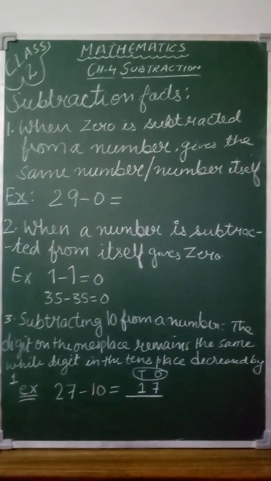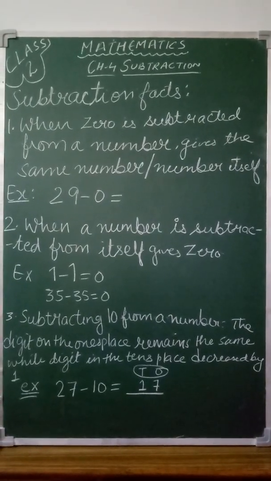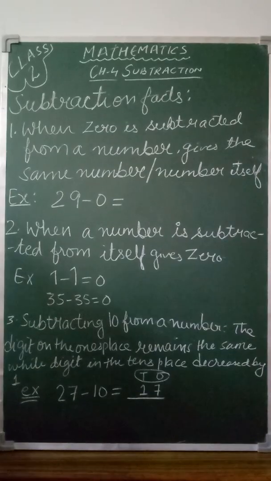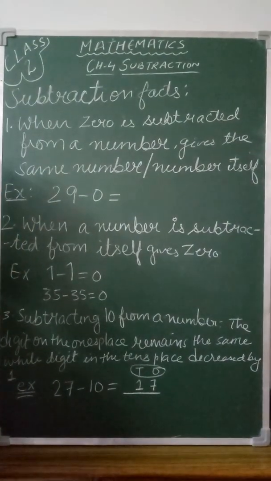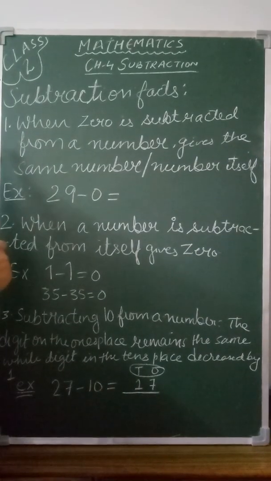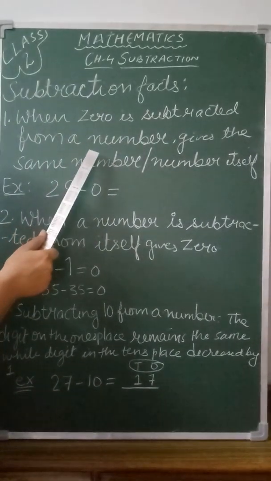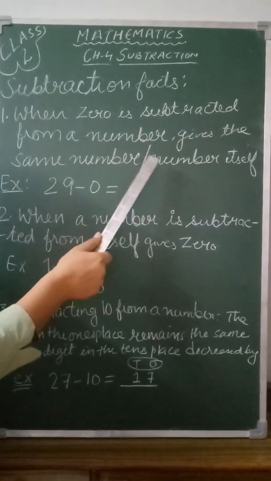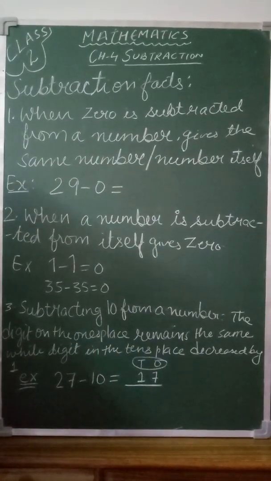In previous video students I have explained how to do the subtraction with three different methods, and today I am going to explain the subtraction facts. Subtraction facts, they are called the properties also of subtraction. Let's discuss the first one. When 0 is subtracted from a number, it gives the same number, or we can say the number itself. So this is the first subtraction fact or the first property.